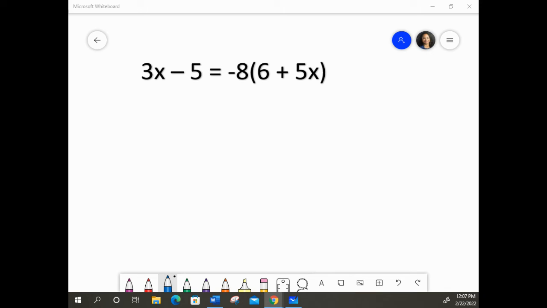Right, ladies and gentlemen, in this video, I'm going to show you how to solve equations when you have variables on both sides of the equation. So when I look here, I notice that there's an x on the left and there's an x on the right. I also notice that there's some distributive property going on here.